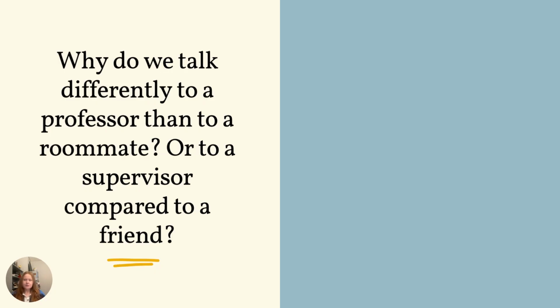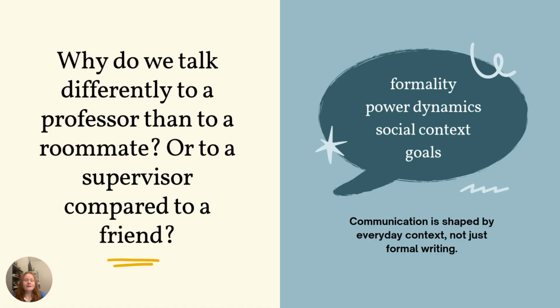So, why do we talk differently to a professor than to a roommate or to a supervisor or a friend? There's lots of different reasons for this, right? It's impacted by the formality of the situation or the relationship, the power dynamics at play, the social context, the goals of the actual given communication. And it just is really to emphasize the idea that communication is shaped by your context.